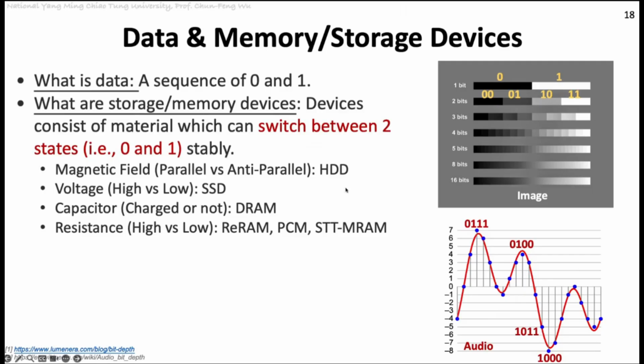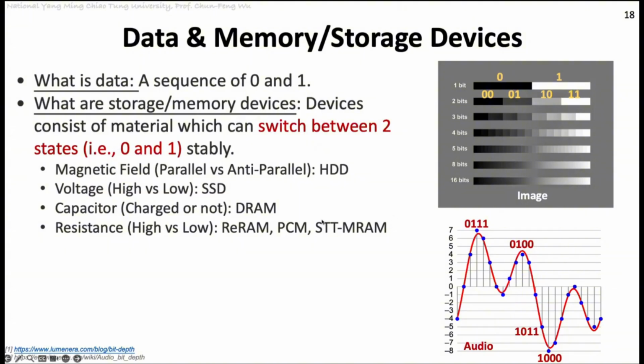So later on, we will introduce hard disk drive and SSD. For a hard disk drive, you can think of it as a magnetic field that is parallel or anti-parallel, which means 0 and 1. And for SSD, it means high voltage or low voltage. Inside the cell, if the cell is at high voltage, maybe it means 1, and if it is low voltage, maybe it means 0, for example.